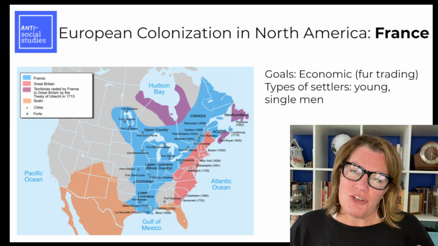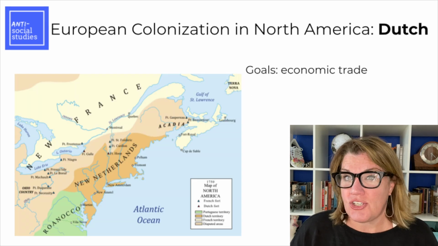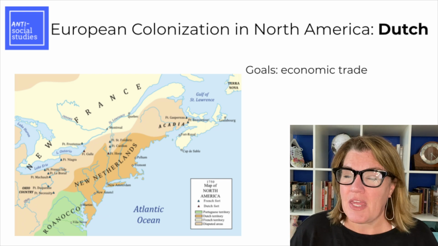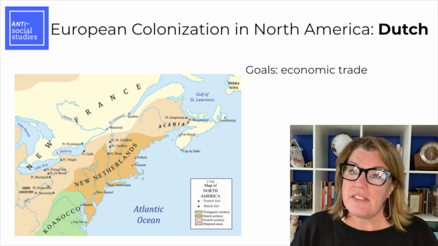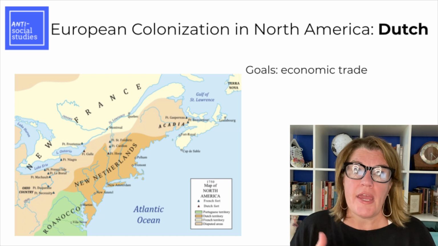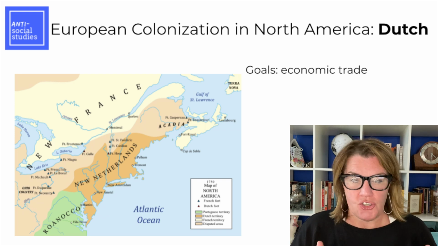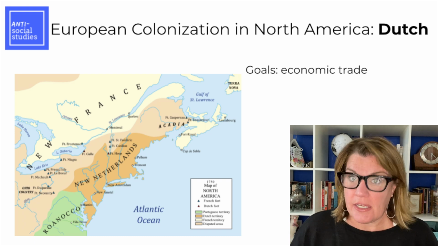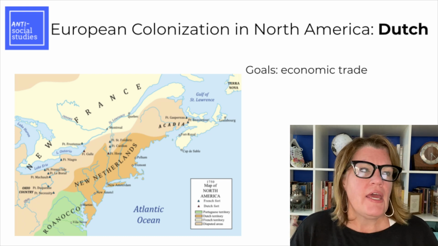And then the final European group before we get to the English settlement of North America, that's going to be the Dutch. The Dutch settled in a pretty small area, just the Hudson River Valley in New York, what is today New York. They were traders. They did come as family units, but they also came as single men. But really, they were there to trade. There wasn't a lot of interaction outside of economic interaction between the native tribes and the Dutch.